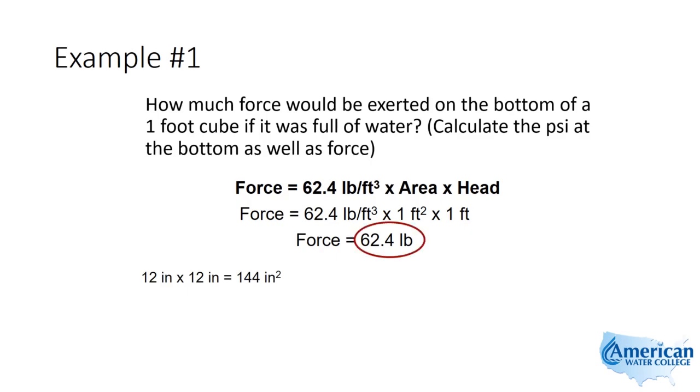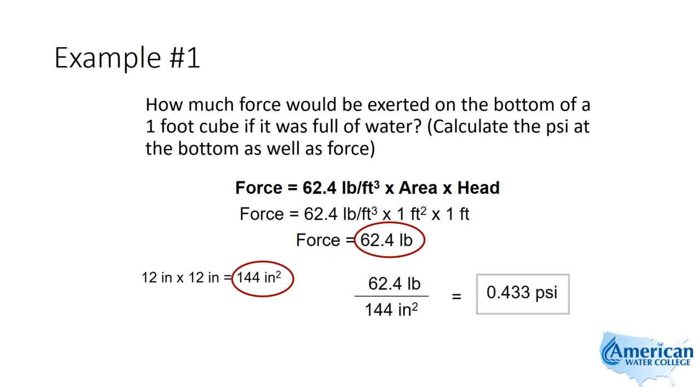Well, how do we convert that to PSI? The square foot converted to inches, you'll take your 12 inches times 12 inches to get the surface area in square inches of the bottom of this cube, and that comes up to 144 square inches. So 62.4 pounds is how much water is being exerted on this surface area of 144 square inches. We divide that out, and that comes out to 0.433 psi. So you can see that this is kind of circular reasoning, but this is an example of where that 0.433 psi comes from.